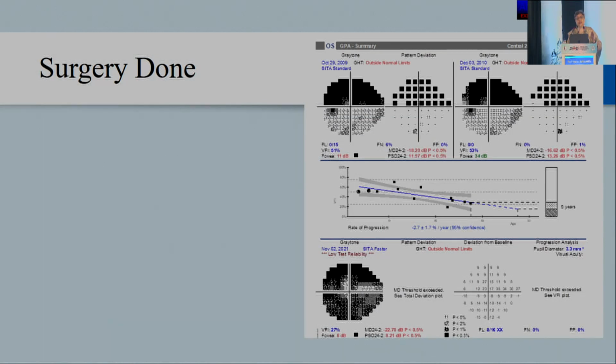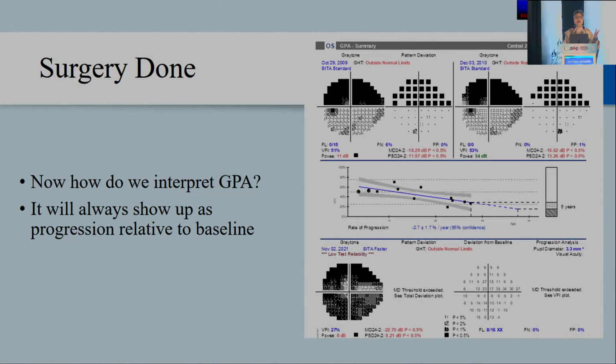Now that the surgery's been done, how do we interpret the GPA? Because it will always show up as progression from the baseline. Whatever you do, this patient is always going to be worse than what he was because the GPA, remember, compares baseline to today. So how do you know after you've done surgery? Is there something you can do?